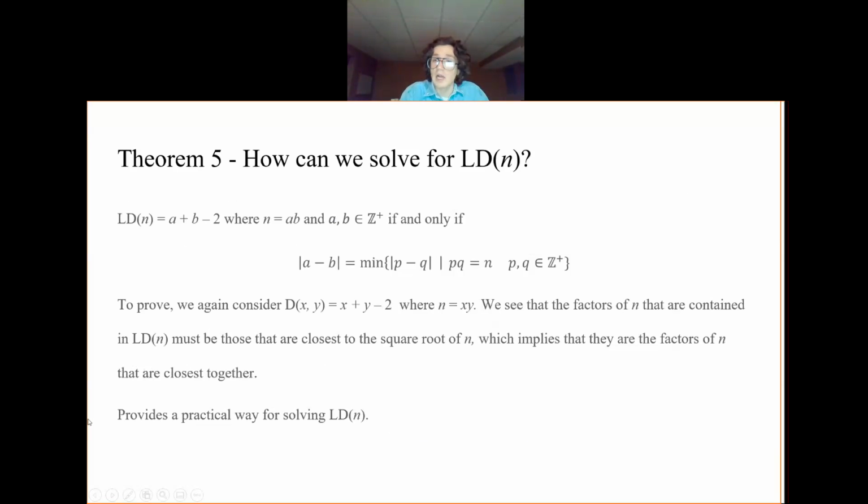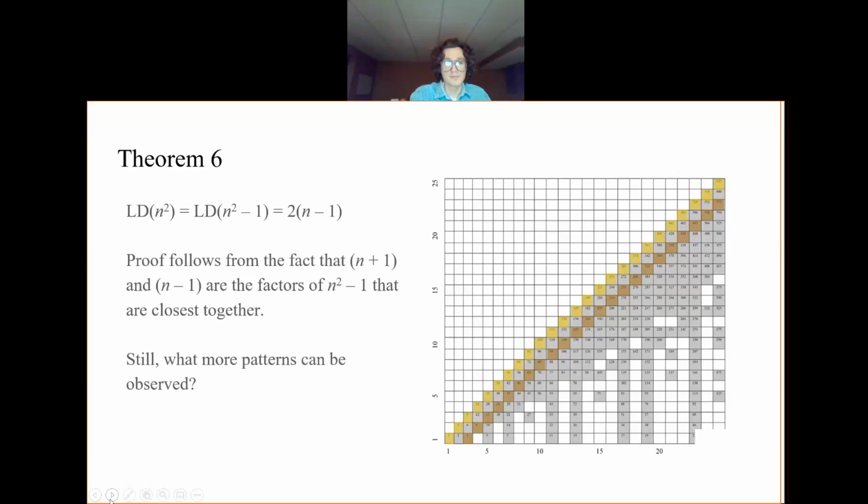Theorem number 5. How can we solve for LD of n? Well, this theorem gives us a practical way for solving LD of n by finding the two factors that are closest together. The statement of this theorem is that LD of n is equal to a plus b minus 2, where n equals ab are positive integers, if and only if a and b are the factor pair that are the closest together. So now we don't have to write out every factor pair when solving for LD. Just find the two that are closest together, and there you have it.